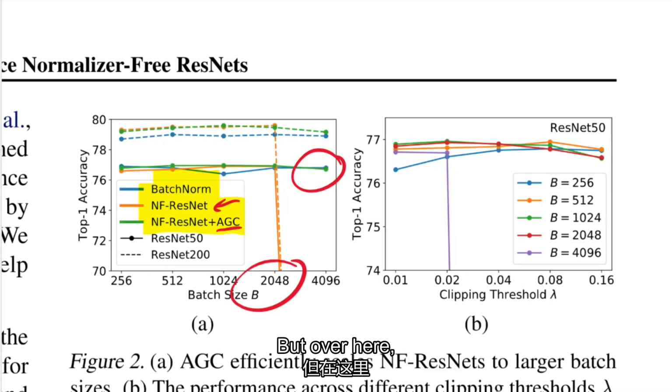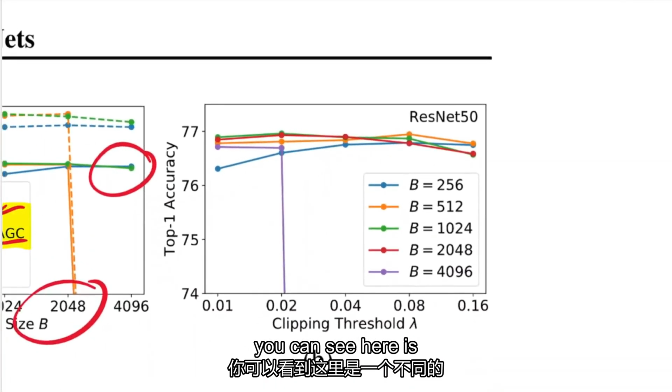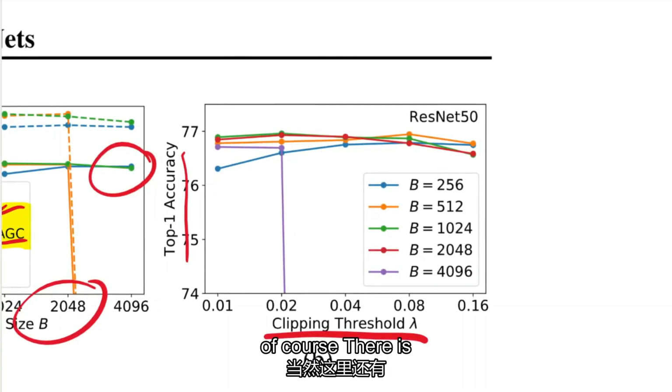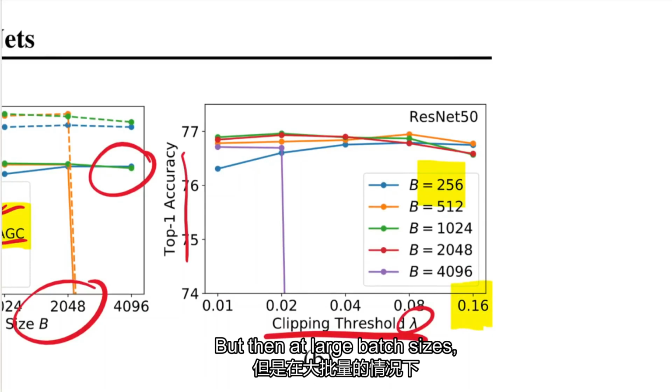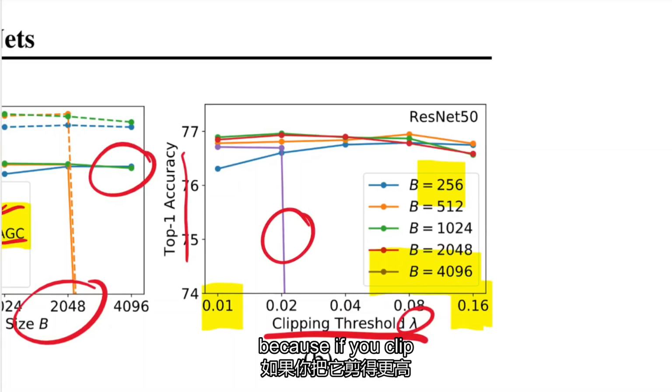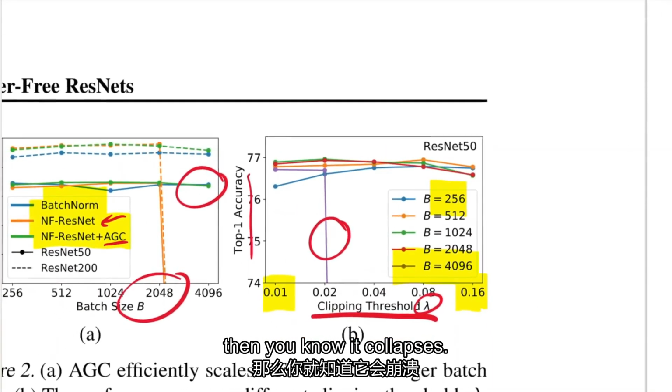Pretty cool. But over here you can see a different thing. Here it's top 1 accuracy versus clipping threshold. So where do you set, of course there is still this parameter here. And they complain that it's very finicky if you don't do adaptive gradient clipping. So I expect this to not be as crucial if you do adaptive gradient clipping. However, here you can see that it has a crucial dependence on the batch size of all things. At small batch sizes, you can get away with clipping at a pretty large threshold. But at large batch sizes, you have to keep the threshold pretty low, because if you clip it higher, then it collapses.